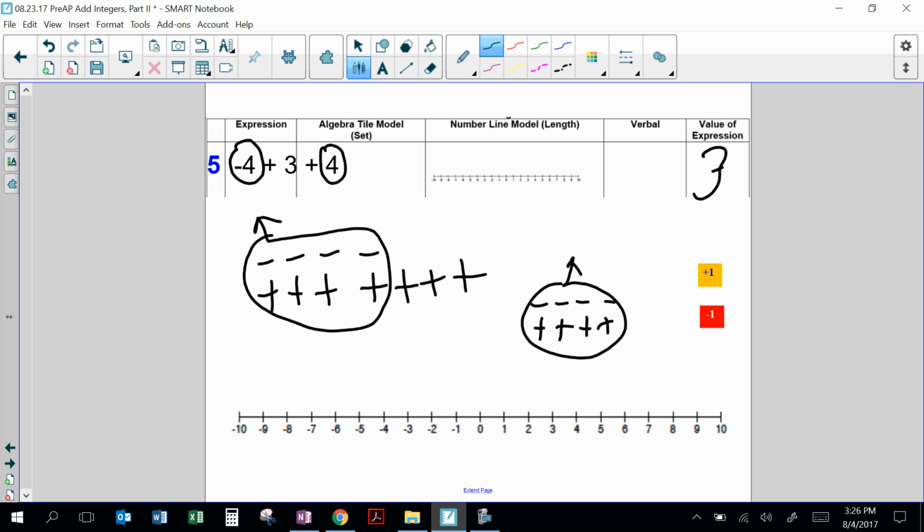How would you model these three integers using a number line? I start at 0. -4 means I go 4 units to the left. The second number is +3. That's 3 units to the right. The third number is +4. That's 4 units to the right. 1, 2, 3, 4. And it stopped at 3.